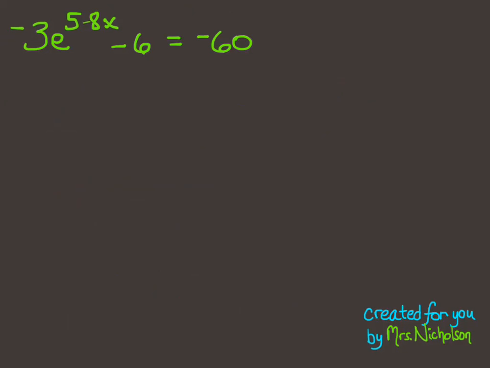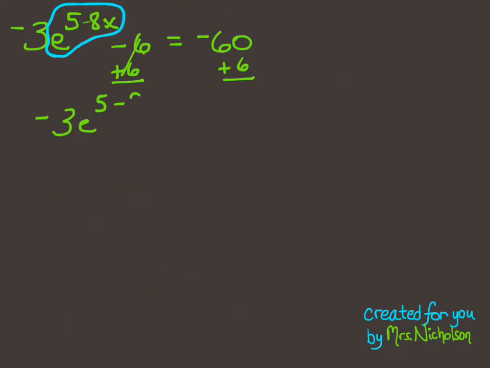and this time notice our base is e, so I've thrown in that special base, which means to undo it, we're going to be using the natural log. Again, I need to get the exponential term by itself, and an exponential involves only a base and the exponent. So it's only that part. That's what I need to get by itself. So first step, I'm going to add 6 to both sides.